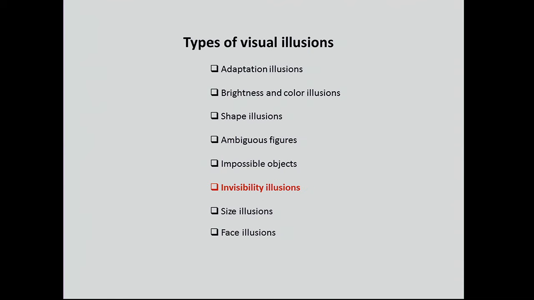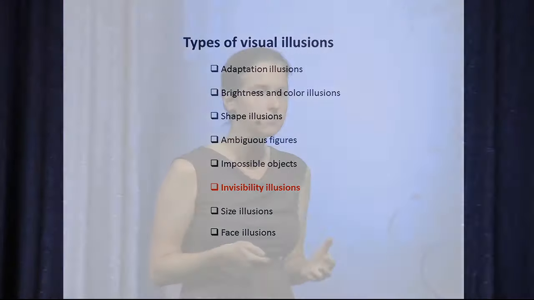Invisibility illusions. If we can have the lights dimmed for this one, I think it may work better. What I mean by invisibility illusions is illusions in which you don't see something that is physically present and that, according to what we know about the visual system, you should intuitively be able to see. Indeed, for the illusion that we're going to see, we still don't know how it works in the brain. So let's have the lights down as much as possible.